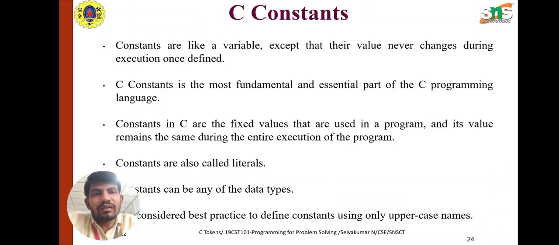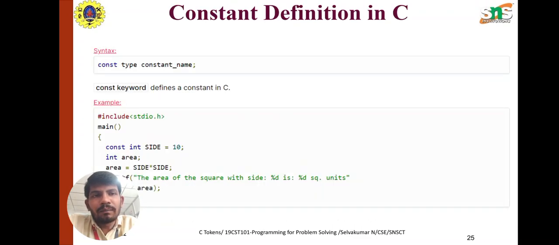Now constants. Constants are like variables, except that their value never changes during execution once defined. The C constant is a most fundamental and essential part of the C programming language. A constant is a fixed value that is used in a program, and its value remains the same during the entire execution of the program. Constants are also called literals. Constants can be of any of the data types, and it is considered best practice to define constants using only uppercase names.